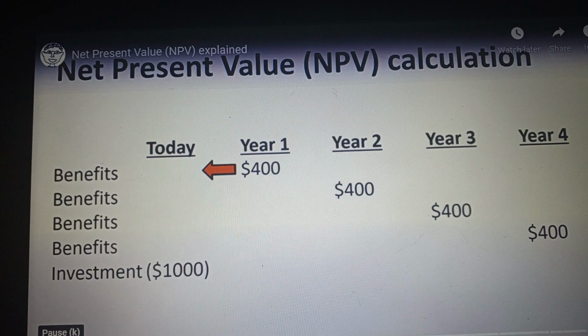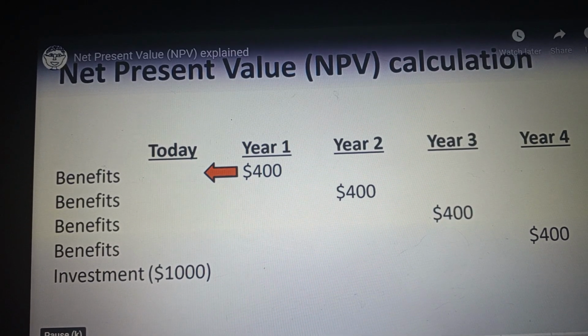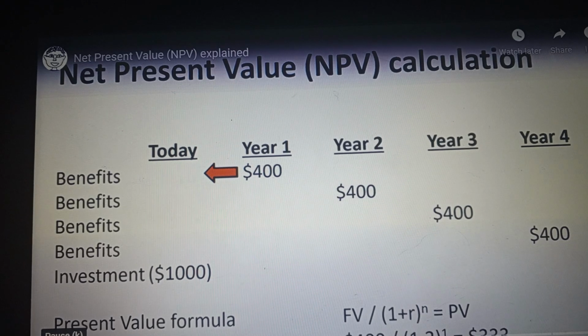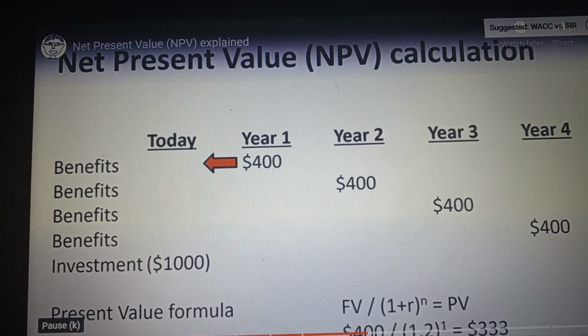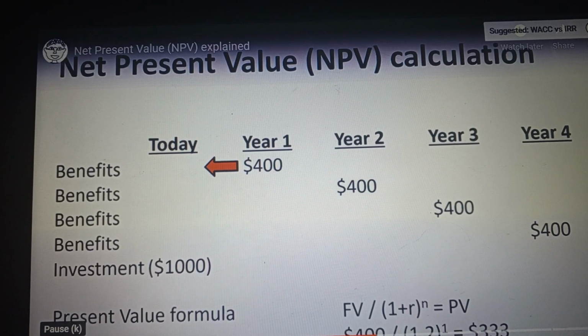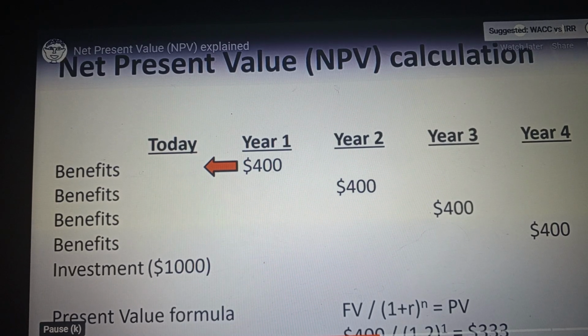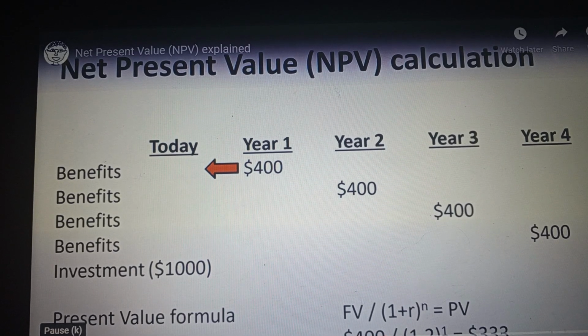What is the present value of a $400 benefit that we expect 1 year from now? Take the nominal amount of $400 and divide it by 1 plus the weighted average cost of capital. Weighted average cost of capital, or WACC, is a calculation of a firm's cost of capital in which each category of capital is proportionally weighted. We take a fairly high WACC of 20% in this calculation.